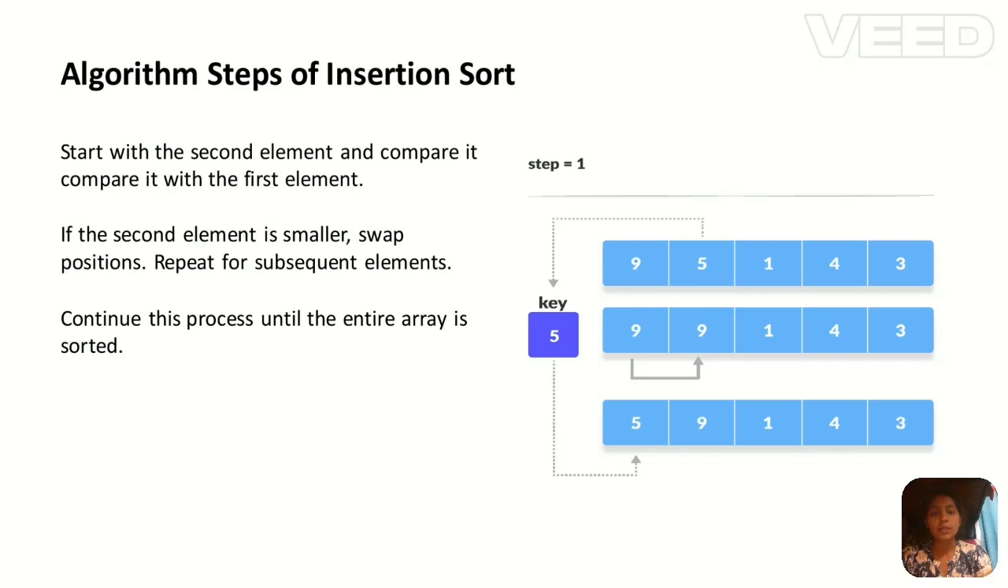So, algorithm steps of insertion sort. Start with the second element and compare it with the first element. If the second element is smaller, swap the position, then repeat for the subsequent elements. Today we're going to learn insertion sort.